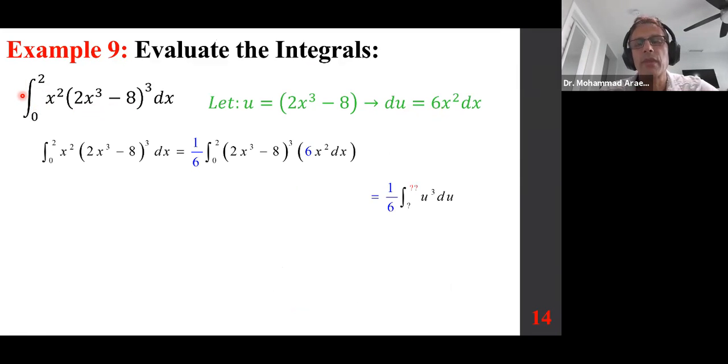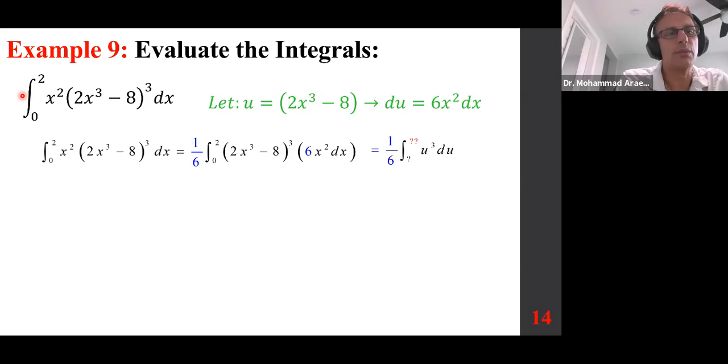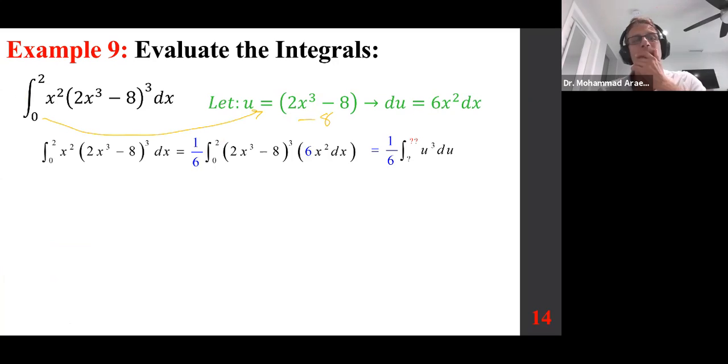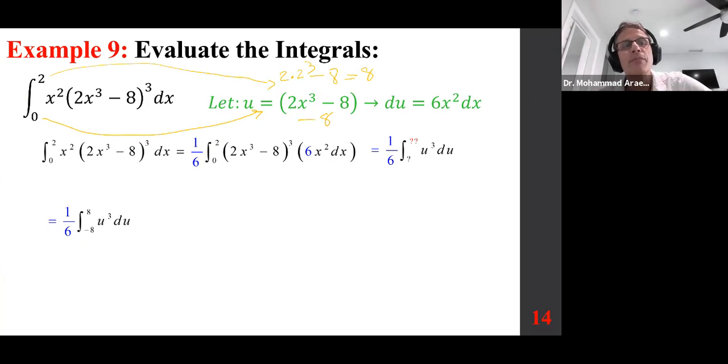We rewrite it. And again, we don't have the limits. We want to figure out the limits. So we're going to put 0. That gives us clearly -8, right? We plug in 2. That gives us 2 times 2 cubed minus 8. 2 cubed is 8 times 2, 16 minus 8 is 8. So we have the new limits.